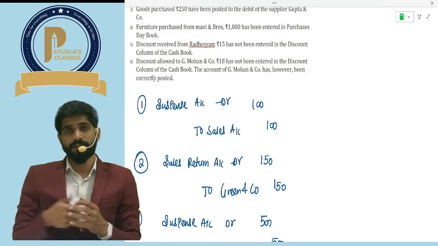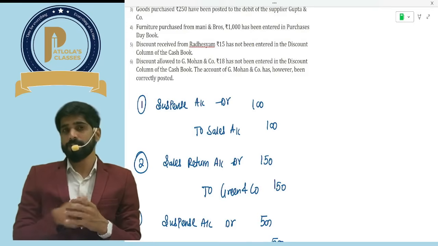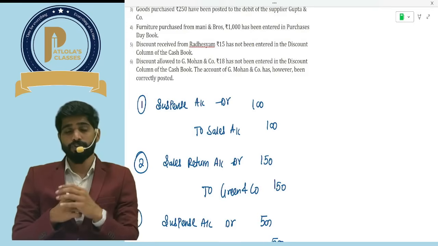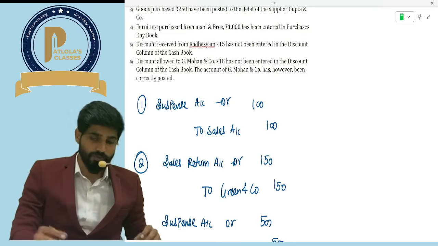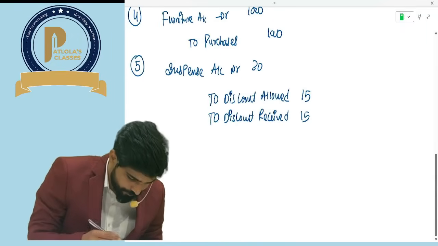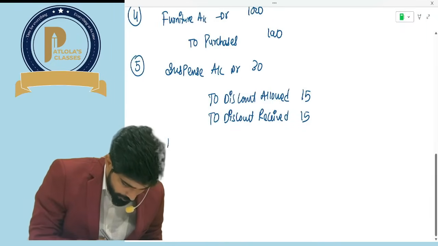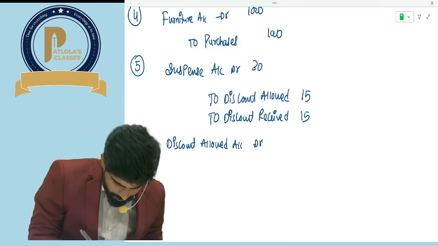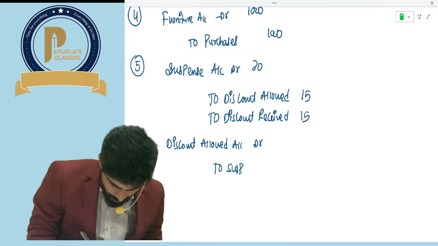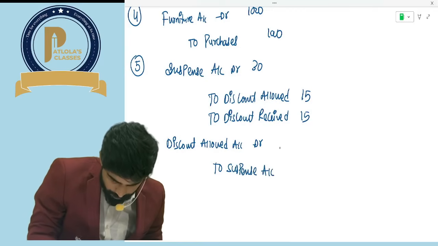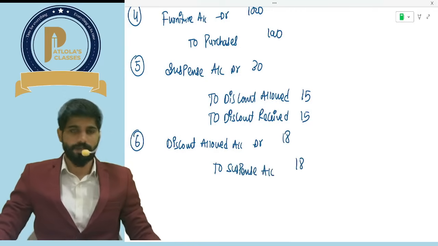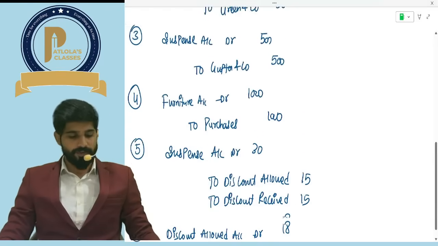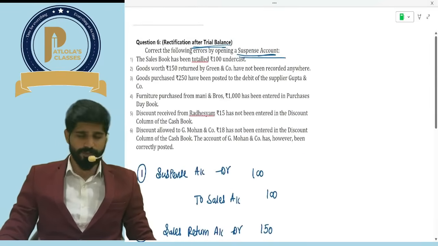Now that we are rectifying the error, suspense should be cancelled by crediting and discount allowed should be actually debited by 18. So the rectification entry will be discount allowed account debit to suspense account. How much is the amount? Amount is 18. Chalo. Hope everyone have understood this question and hope it was very simple.